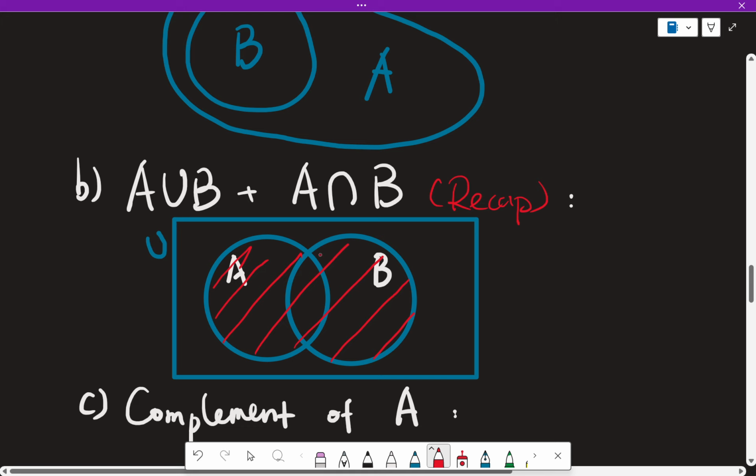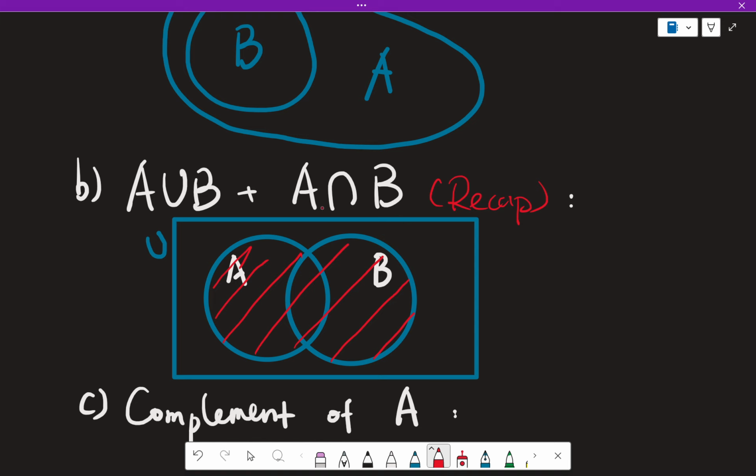Right? Next, what is A intersection B? What would be the area that is A intersect B? That is the elements that are both in A and in B. So that would be the central overlapping area covered in green. So these two are the concepts of union and intersection, which were both covered in the last video.